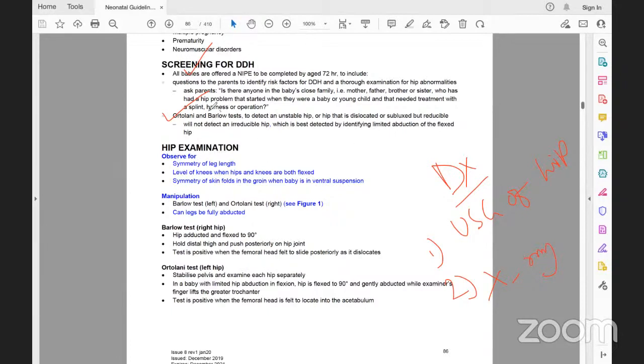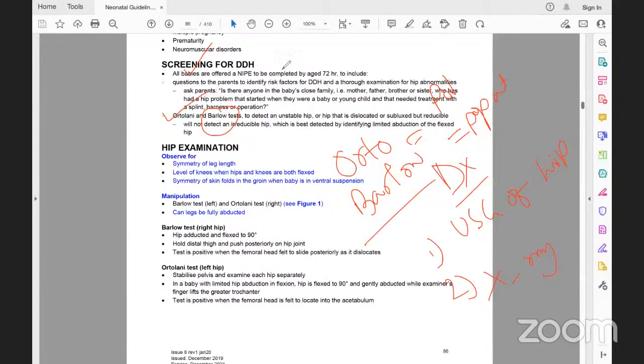No, this is reverse. Sorry, this is reverse. See, Ortolani and Barlow. Barlow means you will pop out. And Ortolani, you will put the head in. Okay, Ortolani is in and Barlow is out. Yes, now it is correct. Barlow means Bahar, you are moving the head of the femur outside. This is Barlow. And Ortolani, you are moving the head inside.